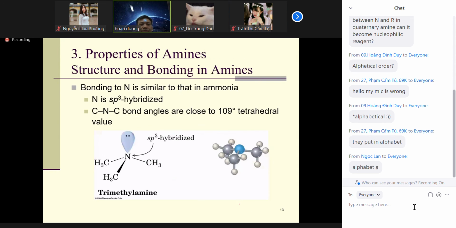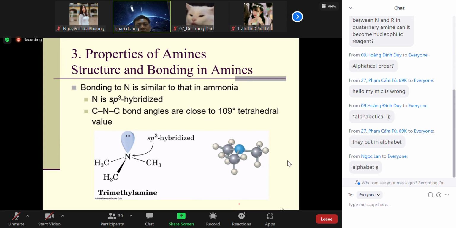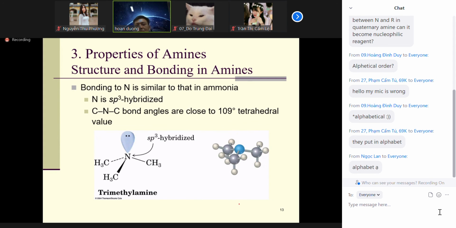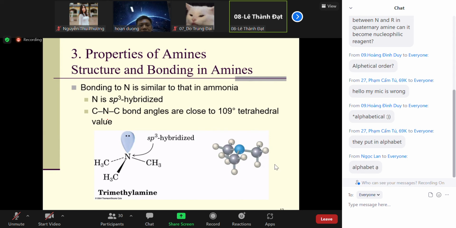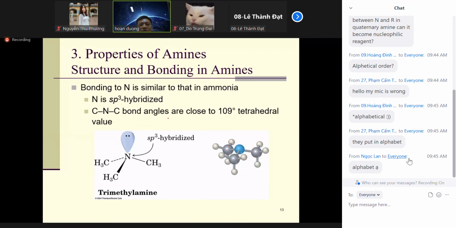Now, properties of amine, and we should understand the structure and the bonding in amine. Bonding to the nitrogen is similar to that in ammonia. That's the one thing you should understand. All right, no problem. And N is sp3 hybridized. Okay, the C-N-C bond angles are close to the 109 tetrahedral value. Okay, that looks good, huh?